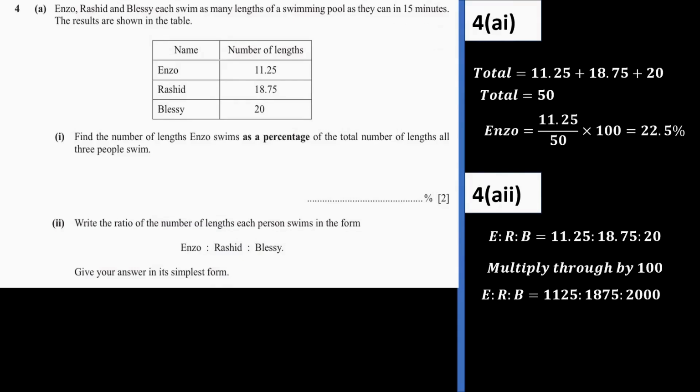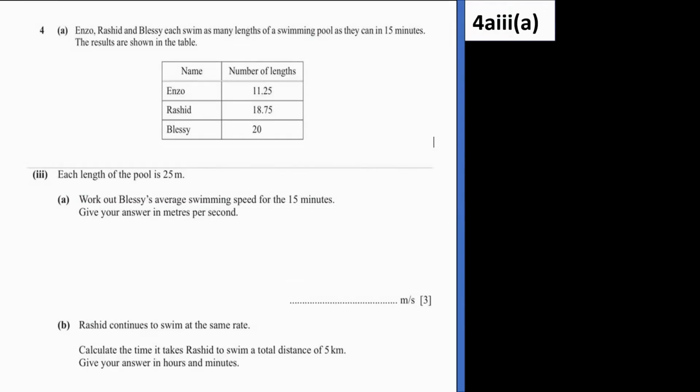Then what we now need to do is to reduce these numbers to the lowest or the simplest form. And for us to reduce to the simplest form, we divide through by 125. And then this comes down to 9 ratio 15 ratio 16.